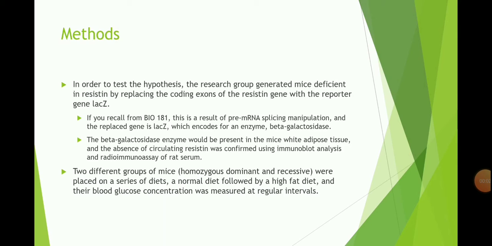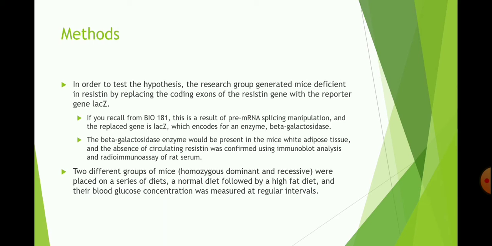Okay, so in order to test this hypothesis, the research group generated mice that are deficient in resistin by replacing the coding exons of the resistin gene with the reporter gene LacZ. Now, if any of you recall from Bio 181, this is a result of pre-mRNA splicing manipulation, and the replaced gene is LacZ, which encodes for an enzyme, beta-galactosidase. The beta-galactosidase enzyme would be present in the white adipose tissue of the mice, and the absence of circulating resistin could be confirmed using two advanced biology techniques, immunoblot analysis and radioimmunoassay of the serum.